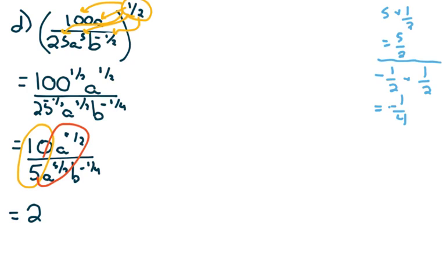Next to that we have the a's. We're dividing, so we subtract exponents. 1/2 minus 5/2 gives negative 4/2, which is reducible to negative 2. So we have a to the negative 2. And there's no b's to simplify with. So they're just going to stay as is.